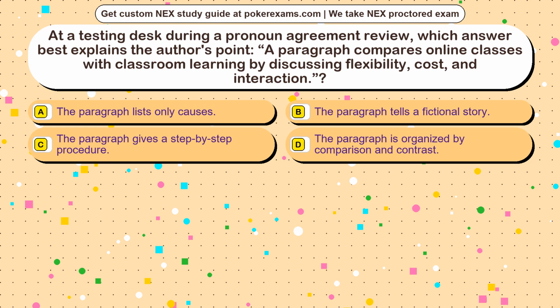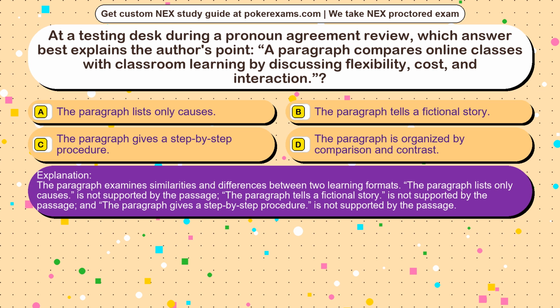The correct answer is option. The paragraph examines similarities and differences between two learning formats. The paragraph lists only causes is not supported by the passage. The paragraph tells a fictional story is not supported by the passage, and the paragraph gives a step-by-step procedure is not supported by the passage.